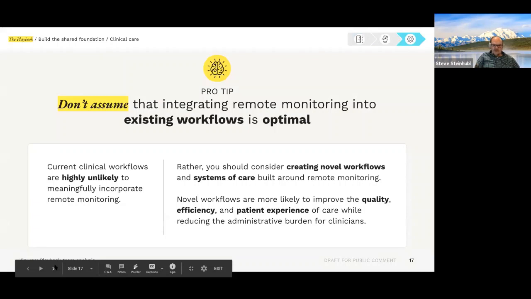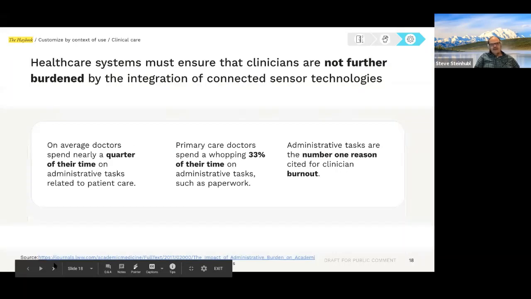So, the pro tip, and Jen put a lot of pressure on me by saying I would say something insightful. I think this just highlights the point that we can't assume that integrating remote monitoring into existing workflows is optimal. In fact, I would say you can assume the exact opposite based on our experience. And if you go to the next slide, I'll try to emphasize that.